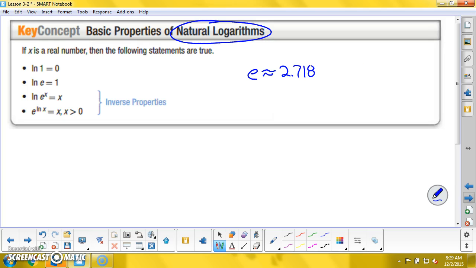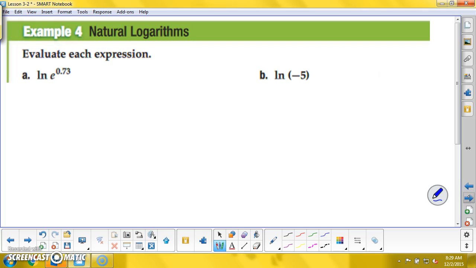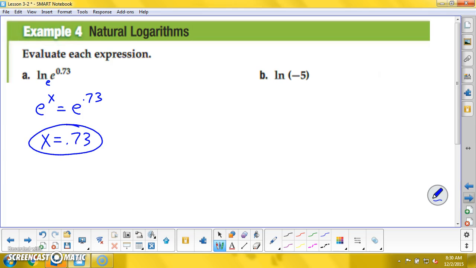Okay, ln, you see on your calculator, is the natural log. Same rules apply here, so now instead of a log you see an ln. The base of this is e, even though you don't see it there. So e to the x equals e to the 0.73. Bases are the same, and you get 0.73 for an answer.